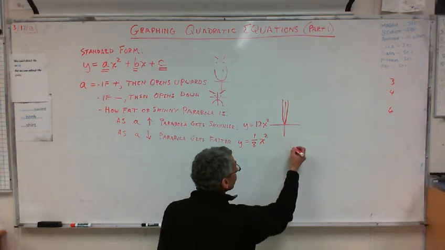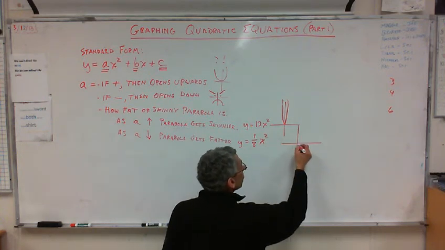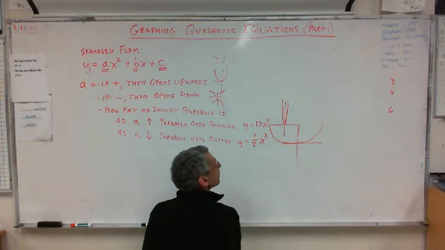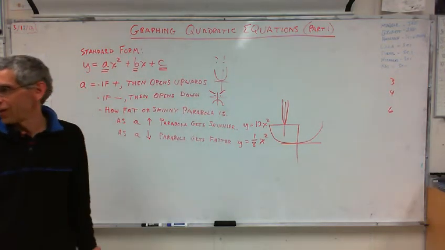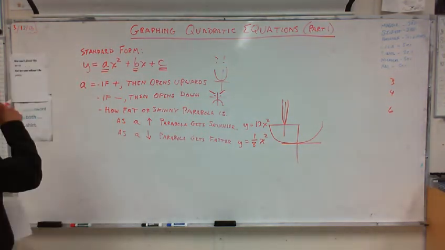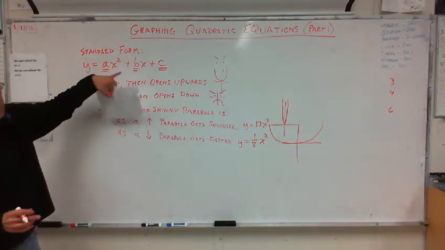Okay, now this is what it would look like if it were that. It would be a very fat parabola. It's a very happy smile. Very, very happy, fat and happy, you know, proud, whatever. So that's a. Now what does b do?